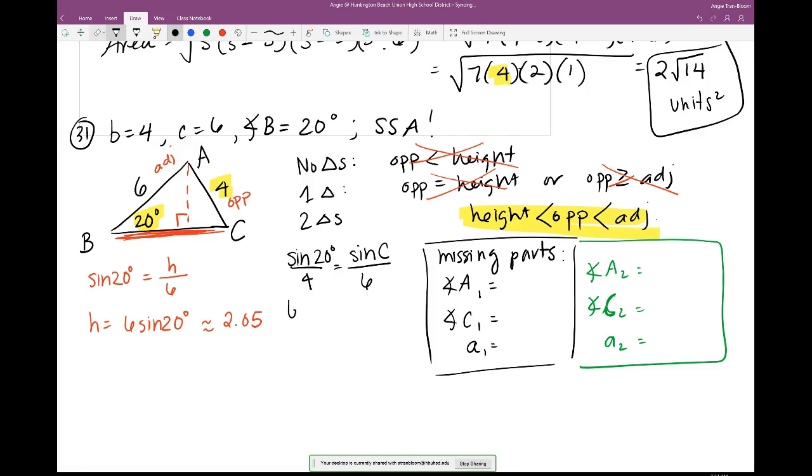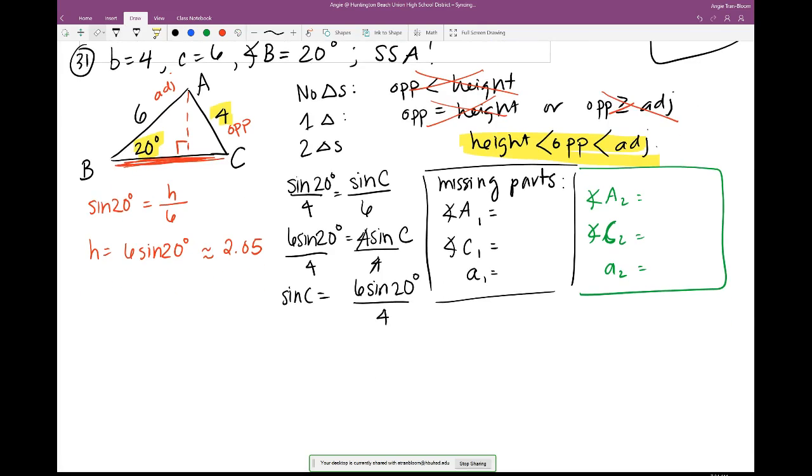Do we have calculators ready? Okay, 6 times sine of 20 equals 4 times sine of C. What do you do now? Divide both sides by 4. Excellent. So we now have sine of C equals 6 times sine of 20 over 4. Technically, you can reduce, but why bother when you punch it in anyway, right?